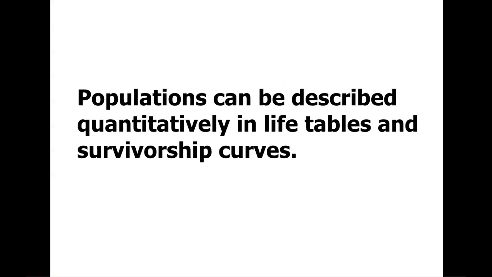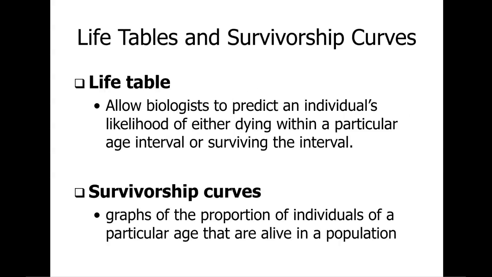So populations can be described quantitatively in life tables and survivorship curves. With the life table, it's going to allow biologists to predict an individual's likelihood of either dying within a particular age interval or surviving that interval. So basically that table is going to present data on mortality rates within defined age ranges of a population, and it's going to be used to determine the individual's probability of dying during any particular year.